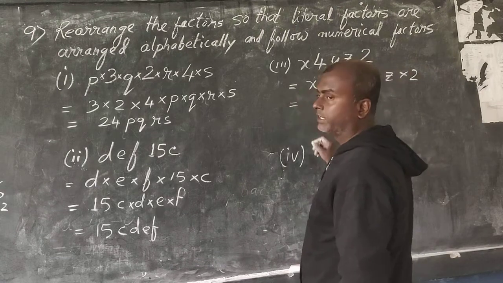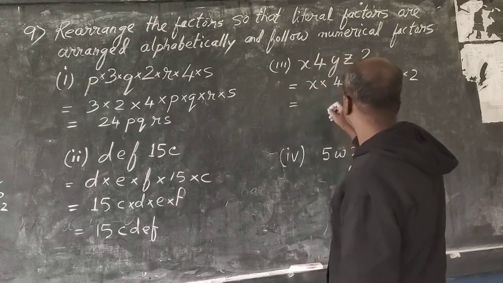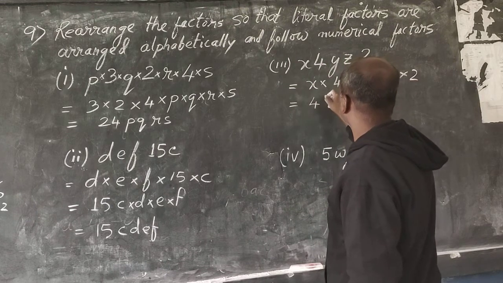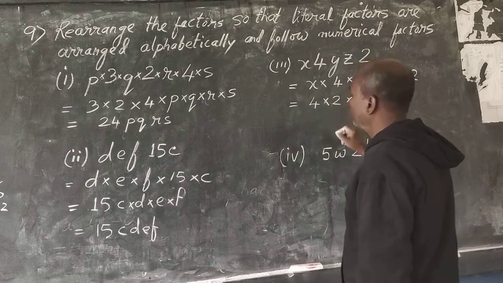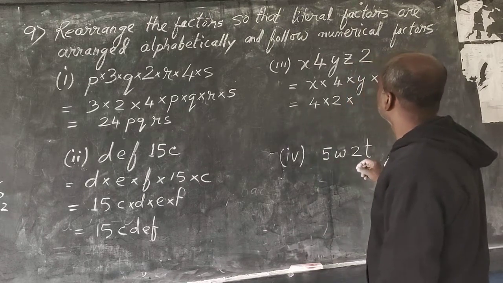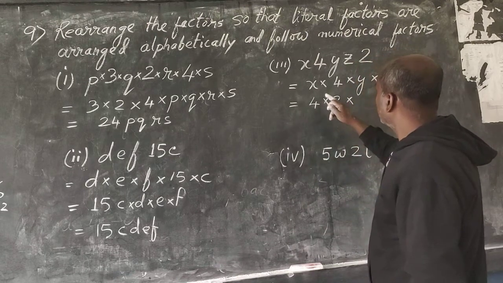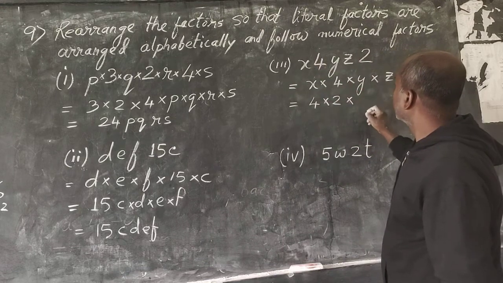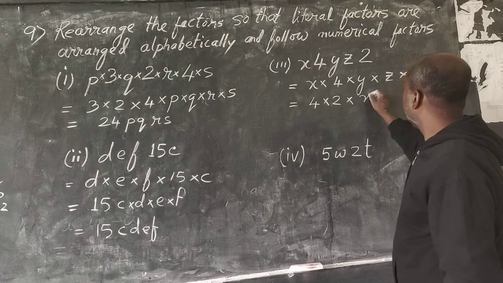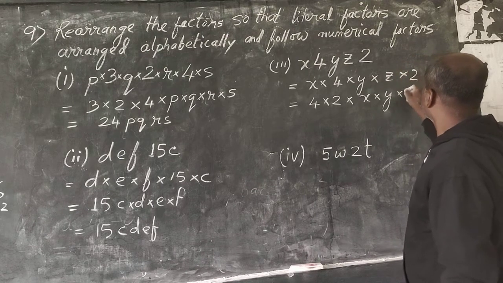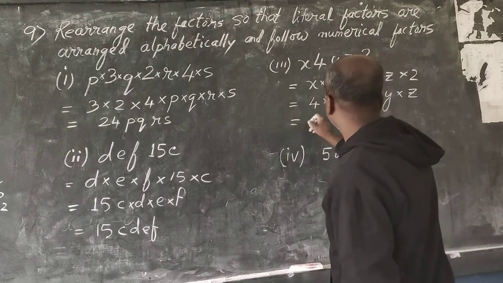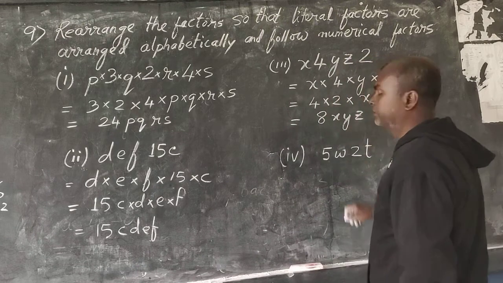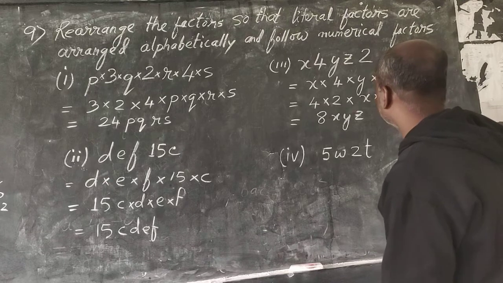So now we will arrange writing the numerical coefficients first. What are the numbers? 4 into 2 first. Followed by the literal coefficients, variables I am going to say. So that also you have to arrange alphabetically. So what are the variables here? X, Y and Z. So X comes first, then Y, then Z. So our final answer will be 4 2s are 8, XYZ. This is how we arrange.